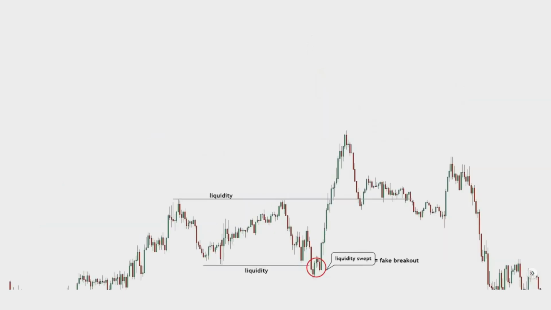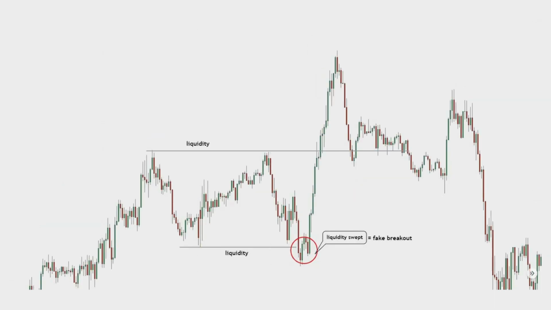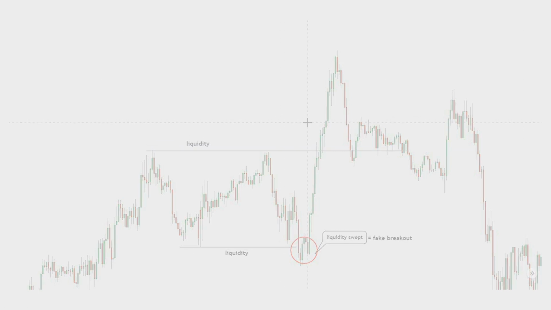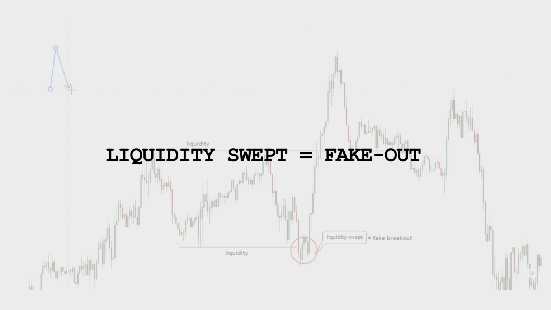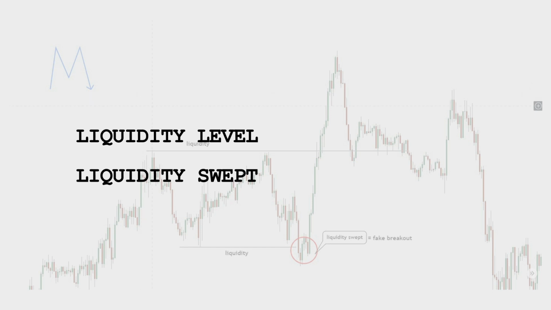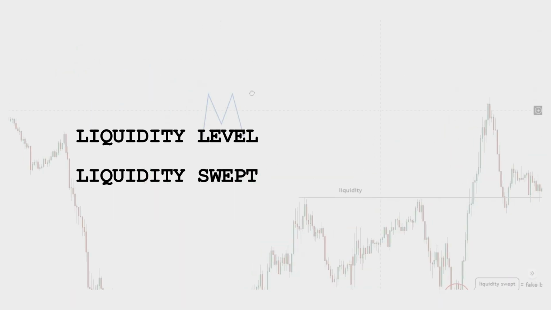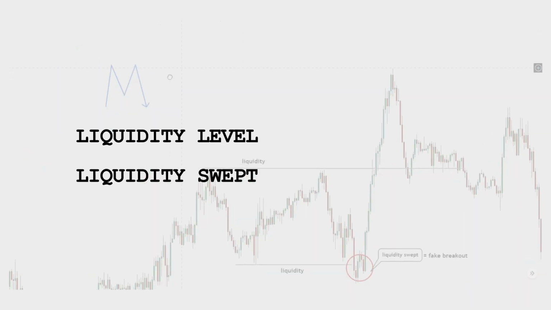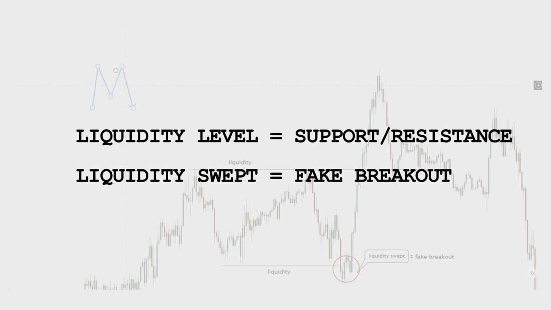As we can see below, we have another support that we can now call a liquidity level. And what we can see here is a failed break below this level, or what we commonly name a fake out. In terms of the liquidity principle, we can call this event a liquidity sweep. So, in a nutshell, I have presented to you these new terms, liquidity level and liquidity sweep. And you can easily make a parallel between this and the basic principle of support and resistance and fake out that I bet you already know.